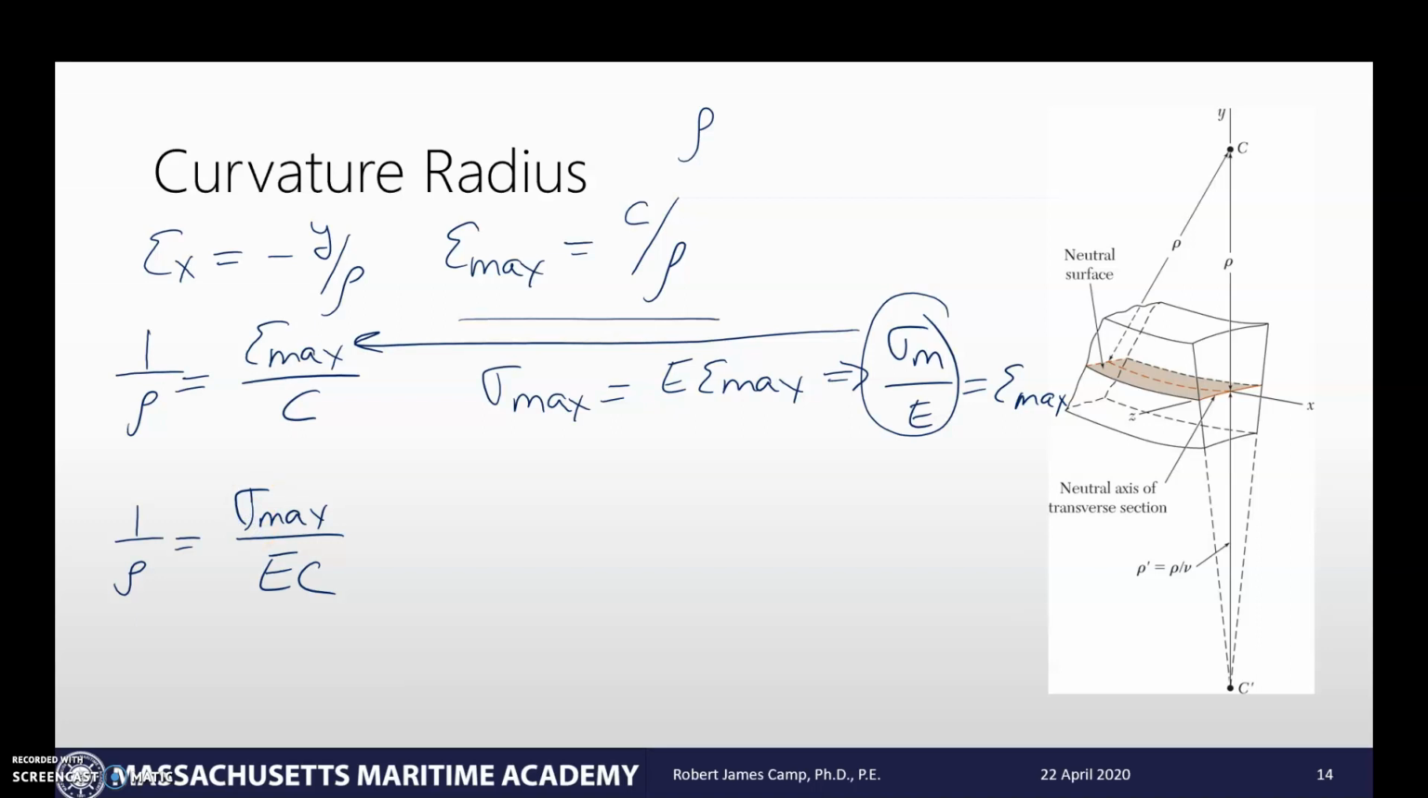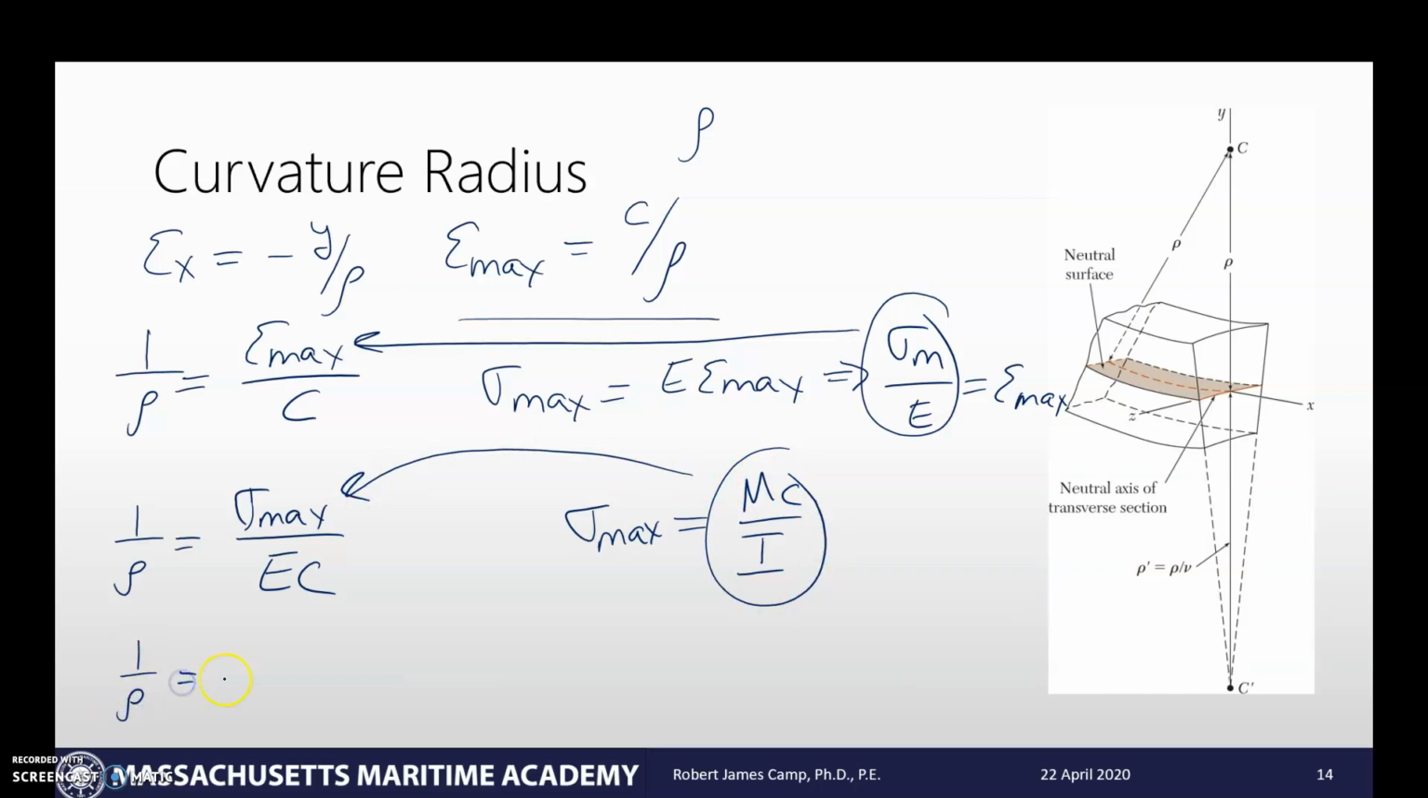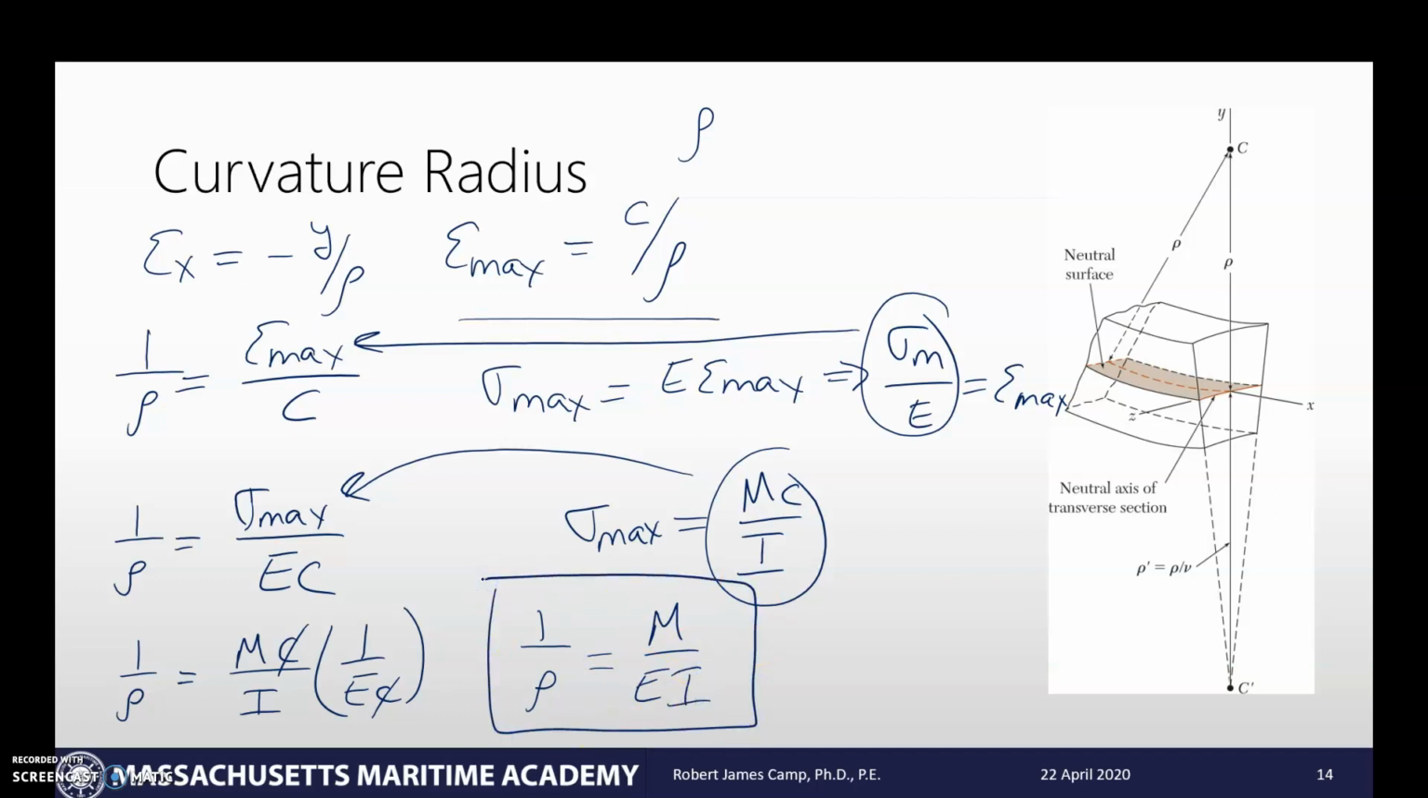Now, the next thing to do is, I know what stress max is. Okay, so what is stress max? Stress max is Mc over I. So I'll just take this and replace it in there. And so now I've got 1 over the radius of curvature is Mc over I times 1 over Ec, and the distance from the neutral axis to the outside surface cancels out. And what I'm left with is 1 over the radius of curvature is going to be equal to M over EI. And so this is the equation for calculating the radius of curvature.